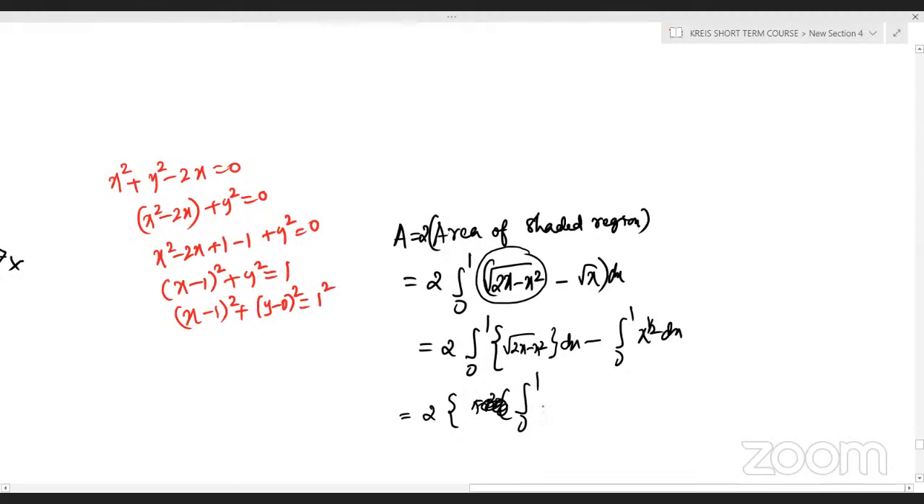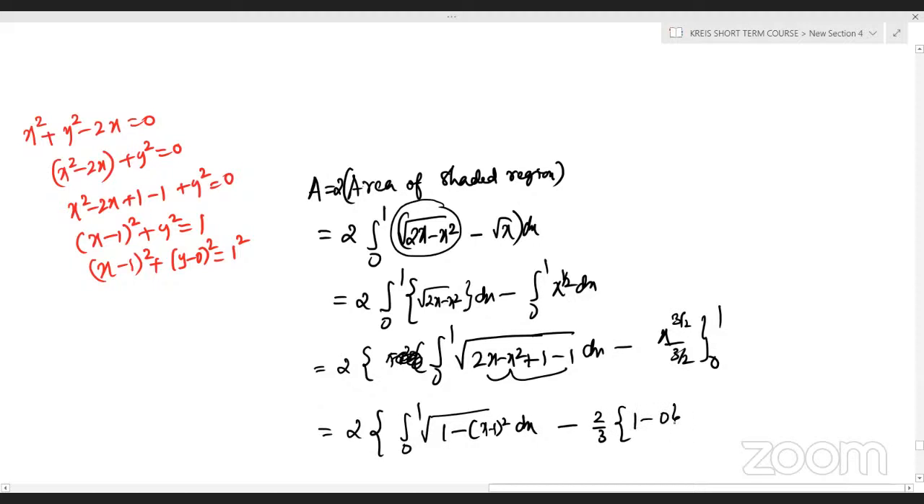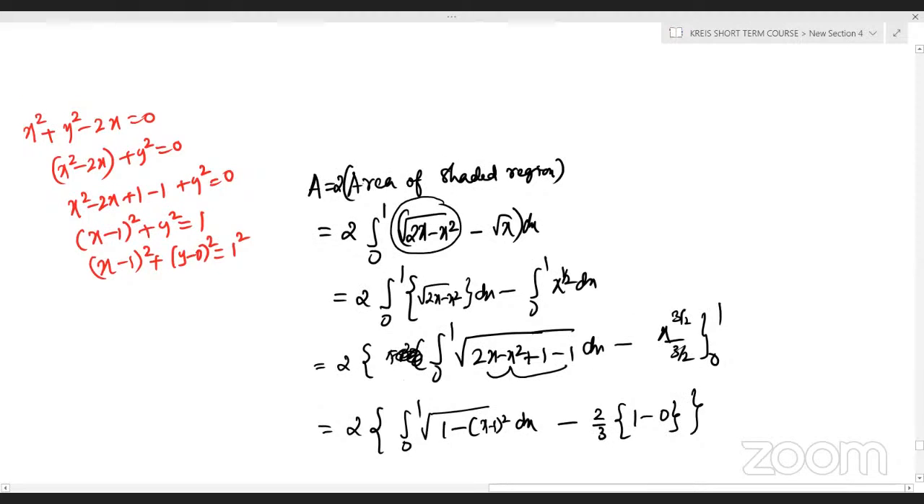It is integral from 0 to 1 square root of 2x minus x squared, you can add 1 and subtract 1, with respect to x, minus integration of x to the power 1 by 2 with respect to x. It is x to the power 3 by 2 divided by 3 by 2 between 0 and 1 you get. So this can be written as integral from 0 to 1 root of 1 minus, of these two you can take minus outside. It becomes x minus 1 the whole squared with respect to x, minus 2 by 3 will keep outside. So integral from 0 to 1 is there, upper limit 1, lower limit 0. So the whole thing is multiplied by 2.